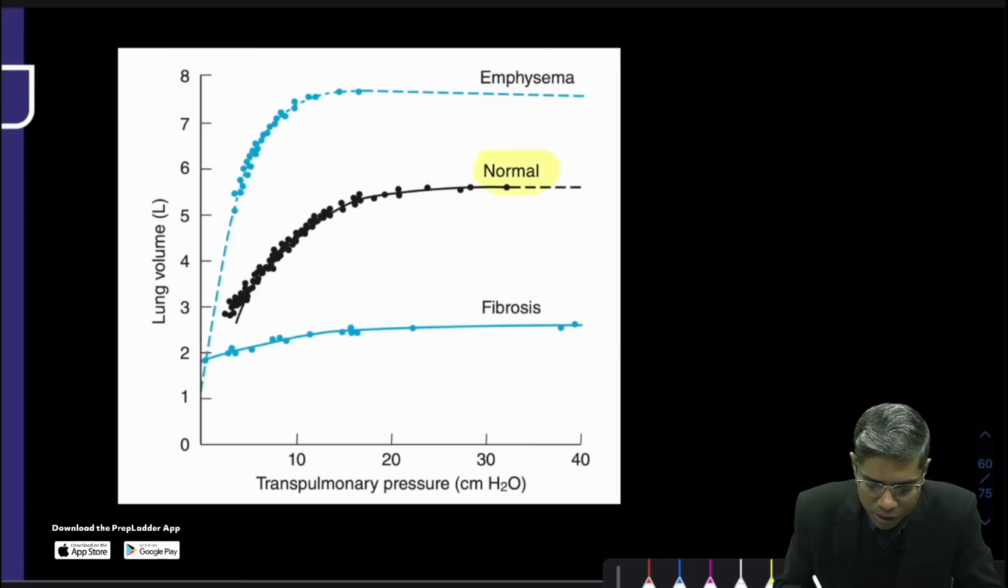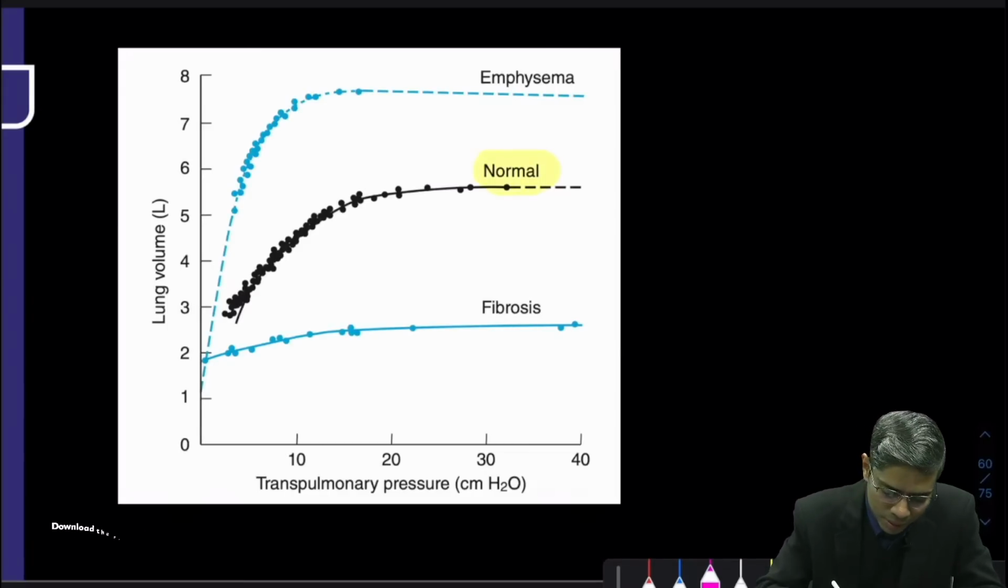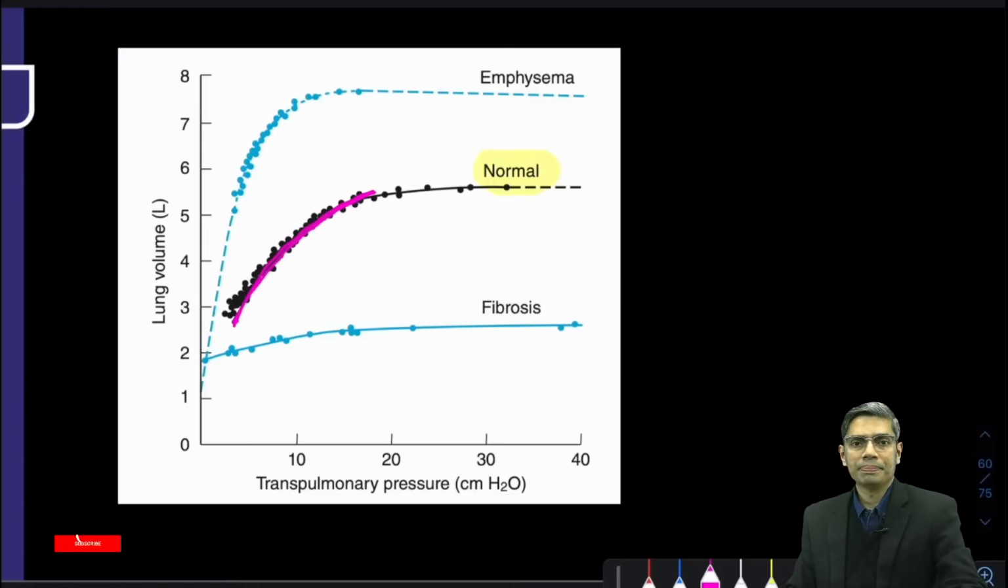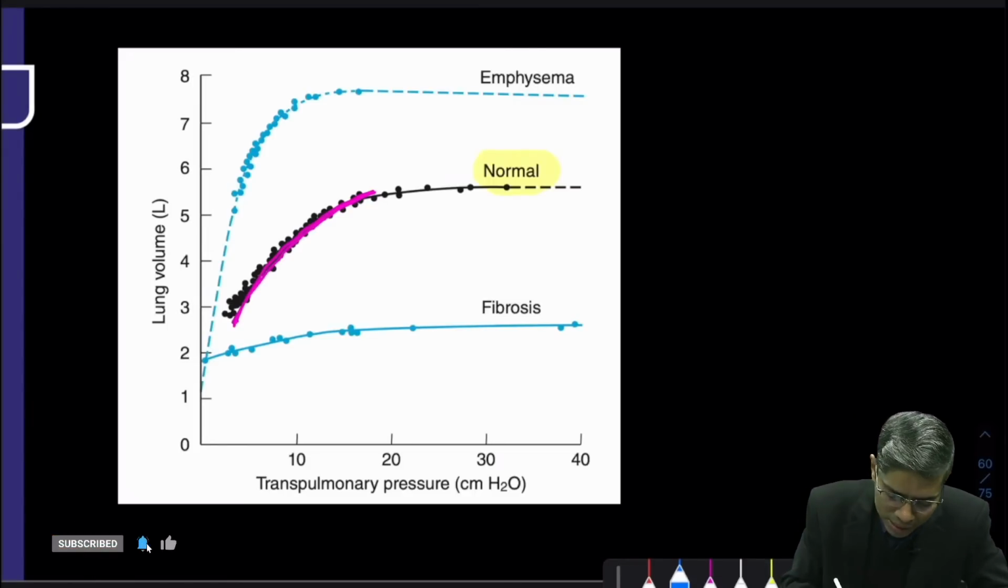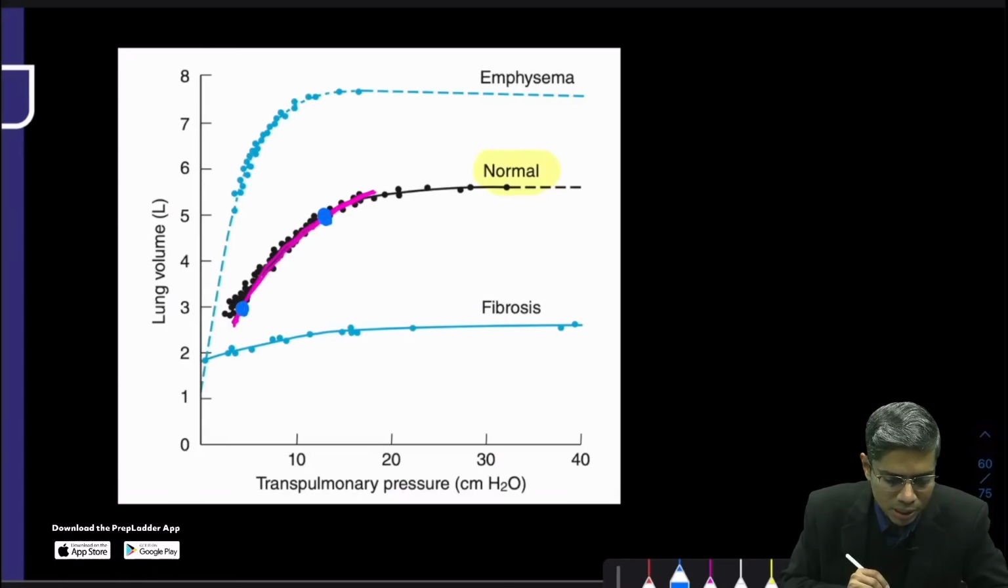So this is a normal person. First you look at this exponential part of the curve. First you note down this exponential part of the curve. And then on this exponential curve you take 2 points. 1 point I am taking here, 1 point I am taking here. Look at what I am doing.